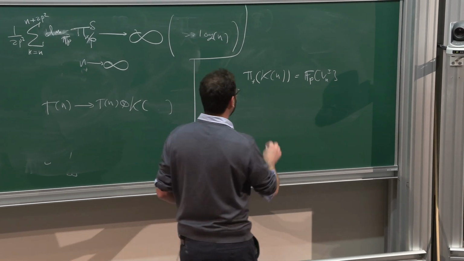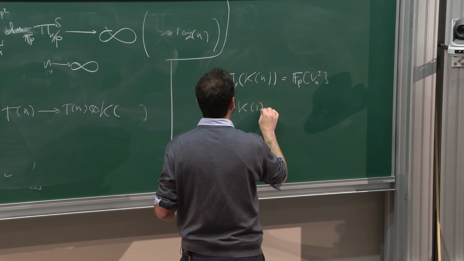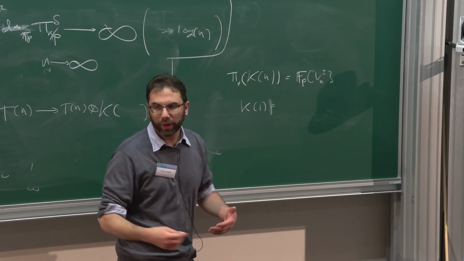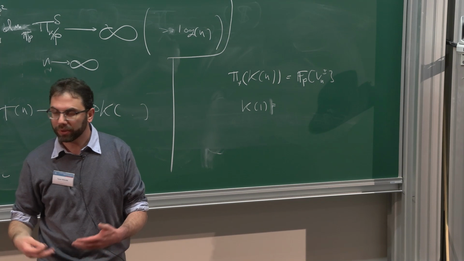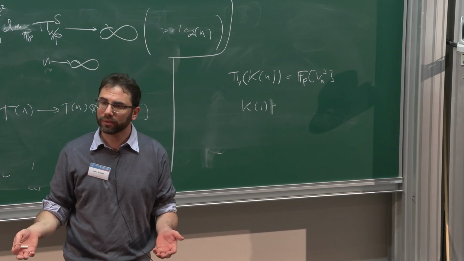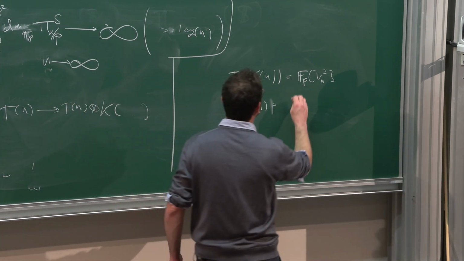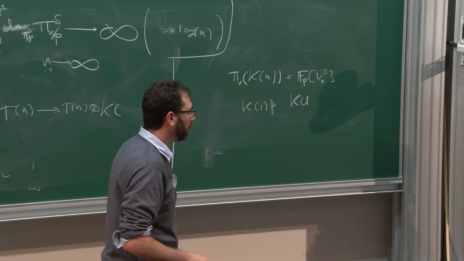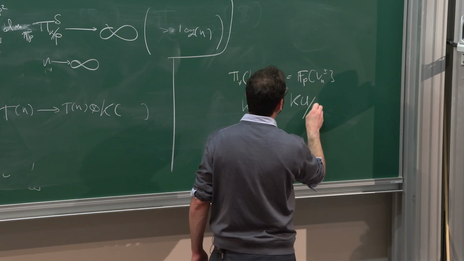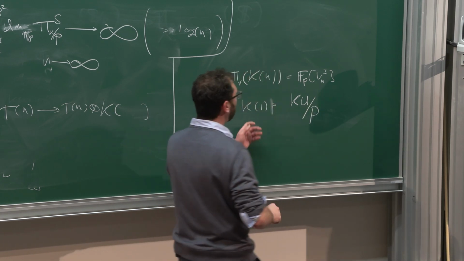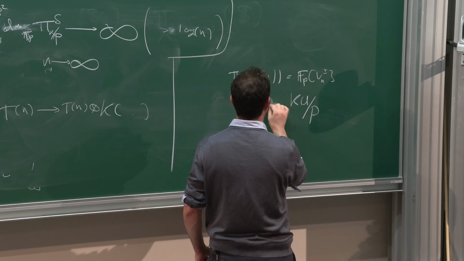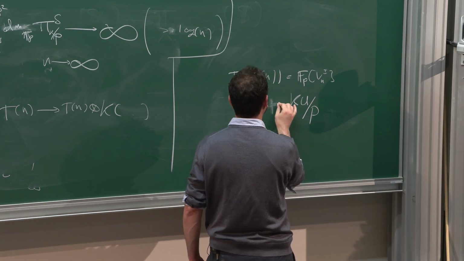Let me give an example first. What is K1? One way to come across spectra is as representing cohomology theories. We can take the spectrum that represents complex K-theory, Ku, and quotient it by P. That would be K1. I'm sorry, almost. Okay, K1 is a piece of that, a retract of that.